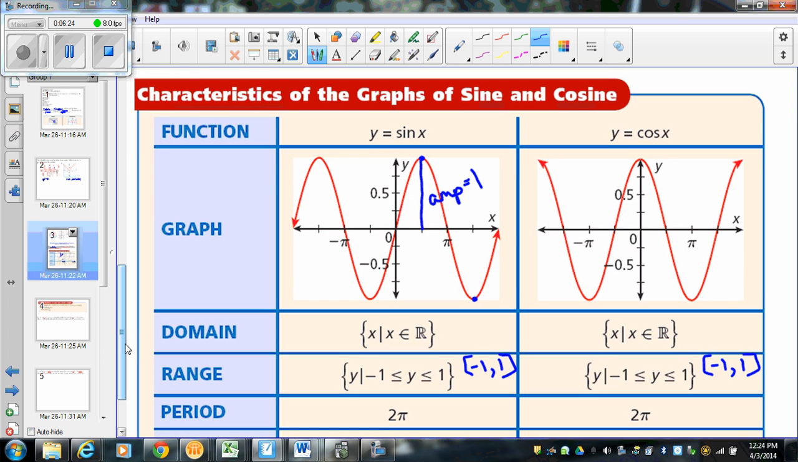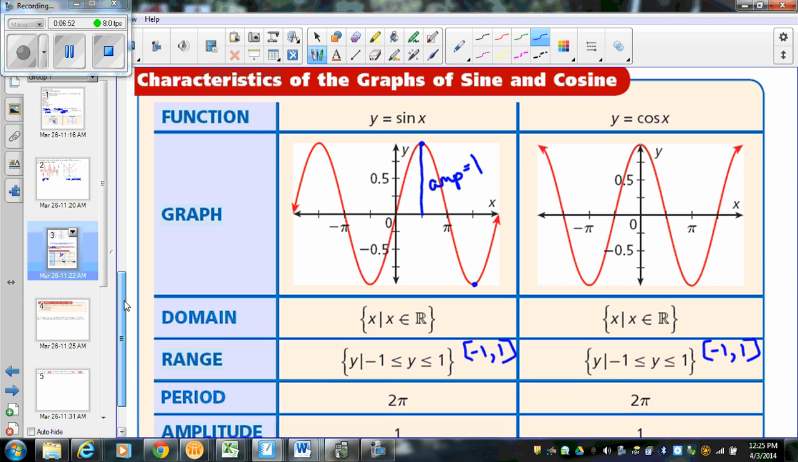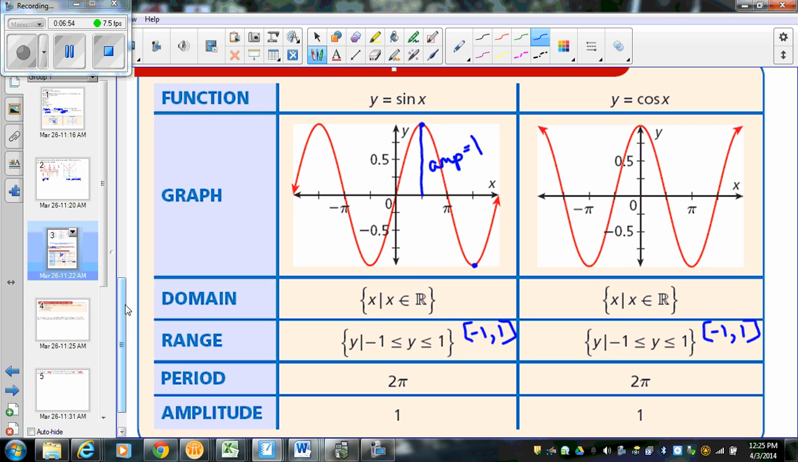The period for both of these graphs, if you look at sine, for example, it starts at 0, and the next time that it goes uphill and downhill and back to 0 is 2 pi units. And then with cosine, it starts at 1, and then the next time that it goes all the way downhill and all the way back uphill to 1 is at 2 pi. And then the amplitude for both of these, we've already said, they both have an amplitude of 1.